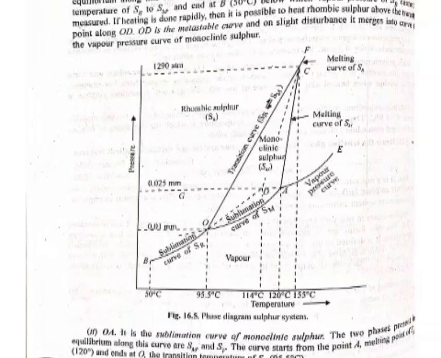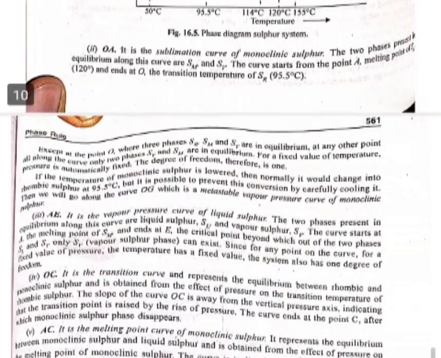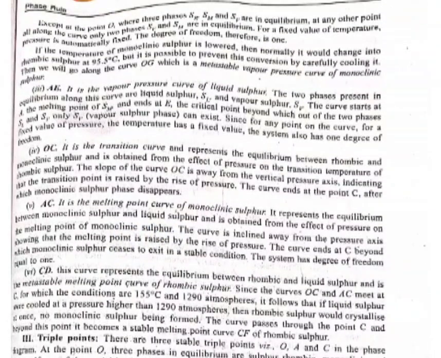If heating is done rapidly, then it is possible to heat rhombic sulfur above the transition point along OD. OD is the metastable curve, and after a slight distance it merges into the vapor pressure curve of monoclinic sulfur. Next, OA is the sublimation curve of monoclinic sulfur. The two phases present in equilibrium along this curve are SM and SV. The curve starts from the point O, the transition temperature of SR to SM, 95.5 degrees Celsius, and ends at A, the melting point of SM. Except at the point where the three phases SR, SM, and SV are in equilibrium, at any other point along the curve only two phases SV and SM are in equilibrium.